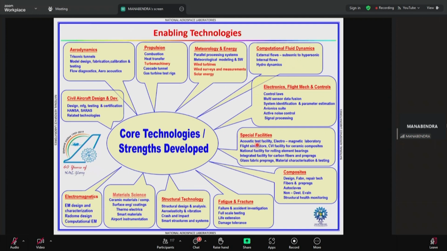As I was mentioning, core technologies and strengths have been developed in NAL in various verticals of research. Today we will talk a little more about turbo machinery, wind turbines, and of course the surveying and measurement aspects of wind and solar energy, and see how the problems that exist can be addressed by this august audience today.